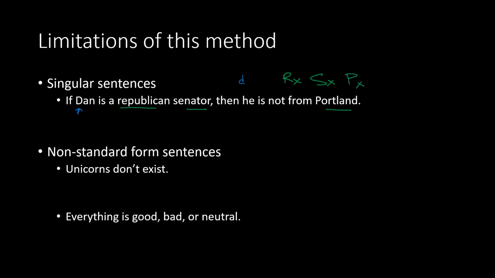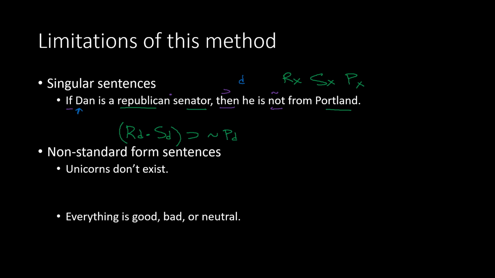Then identify your operators. The main operator is going to be the conditional or the horseshoe, but the antecedent of the conditional is going to be a compound. Dan is both a Republican and a senator, right? And the consequent is going to be a negation. Dan is not from Portland. And so then for a translation, we get that Dan is a Republican and Dan is a senator, then Dan is not from Portland.